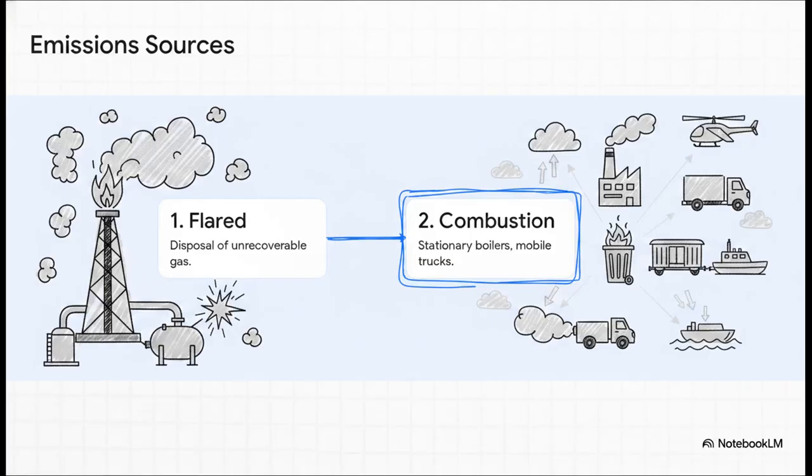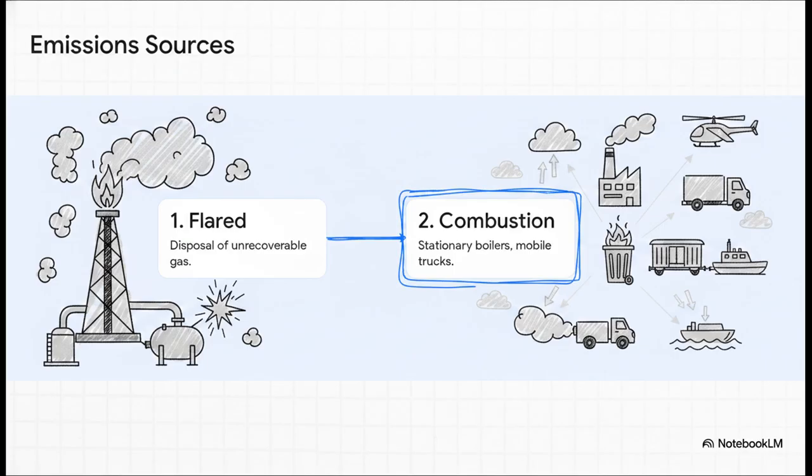So we need to chunk our Scope 1 emissions into 5 distinct sources. Step 1 is tracking flared hydrocarbons. This covers all emissions from flares used to manage and dispose of unrecoverable natural gas. And yes, that includes routine operations, upsets, or even emergencies.